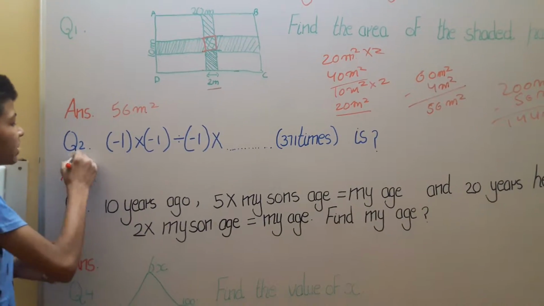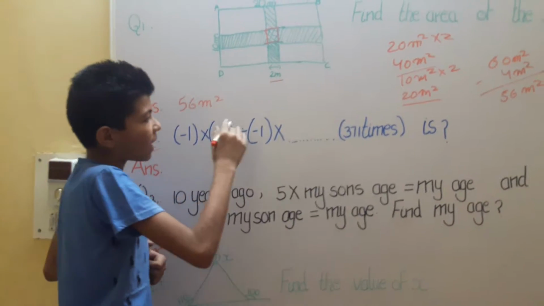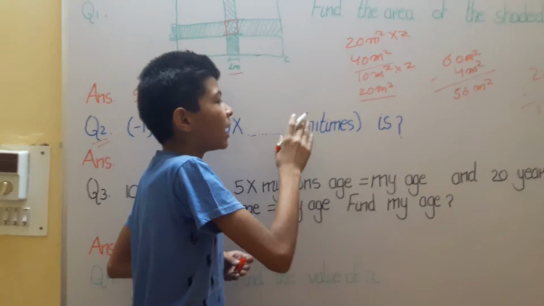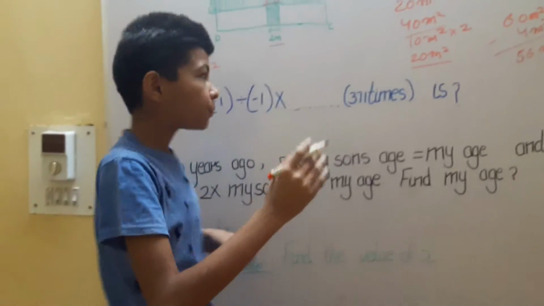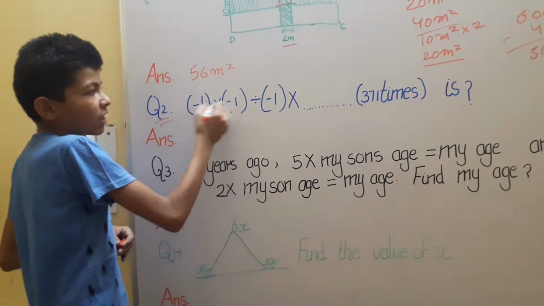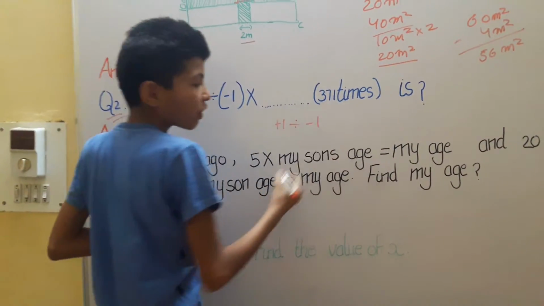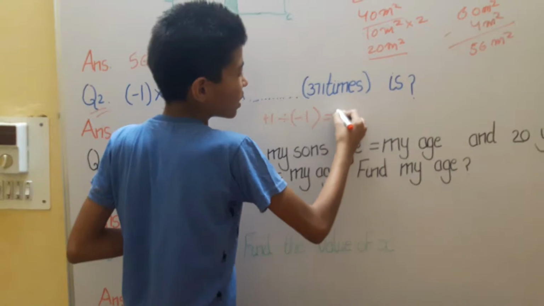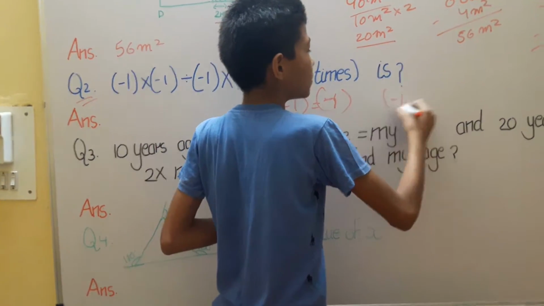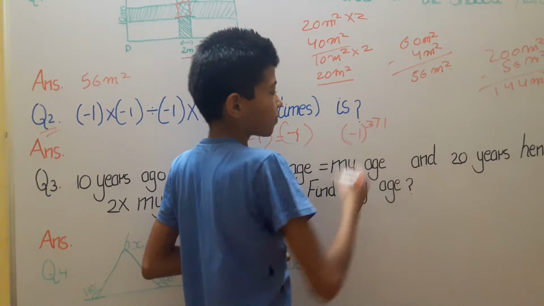So friends, let's move to the second question. In the second question we have minus 1 multiplied by minus 1 divided by minus 1, multiplied 371 times. So first we will solve this. Minus 1 multiplied by minus 1 gives plus 1, and divided by minus 1, we got equals to minus 1. So minus 1 raised to the power of how much? Minus 1 raised to the power of 371.